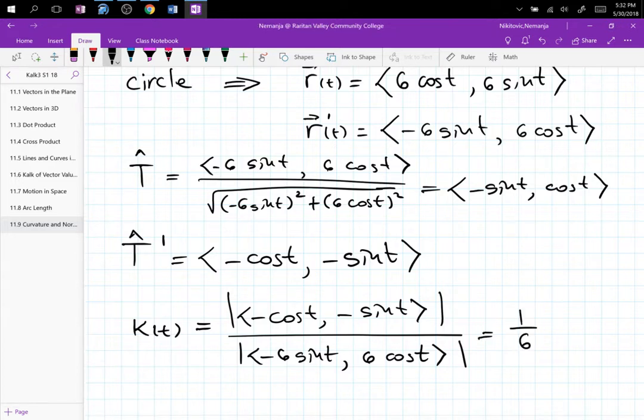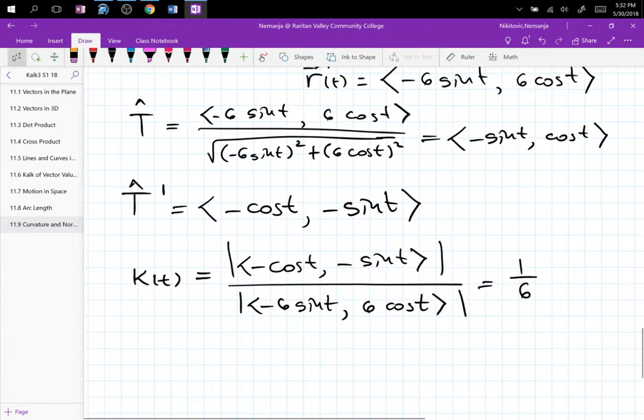Top gives us 1, bottom gives us 6, so the curvature is 1 over 6. Now please observe that the curvature is constant. Does that make sense? Yes. Why? It's a circle, exactly. So it's always the same curvature around.